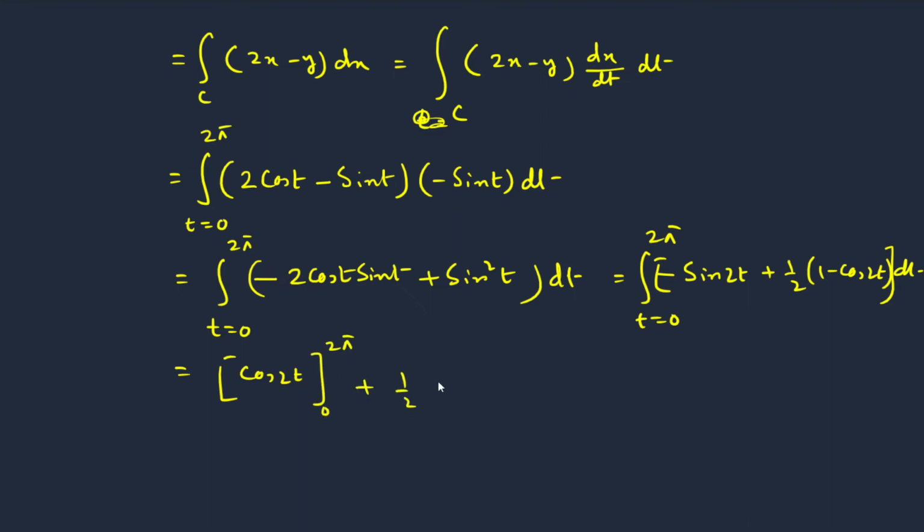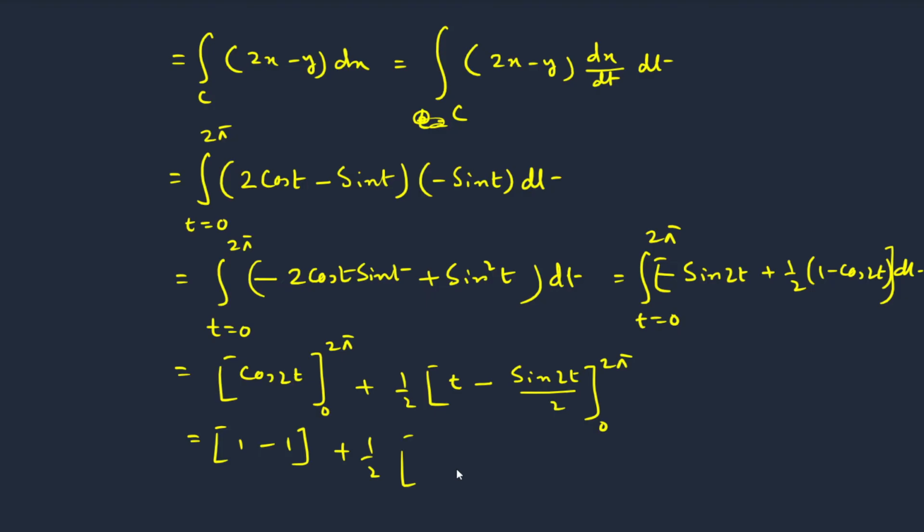And for the next integration, half is constant, so take it outside. Integration of 1 is t, and integration of cos 2t is sin 2t by 2, between the limits 0 to 2 pi. Now here, when you put 2 pi, it will become 4 pi. Cos 4 pi is 1. If you put 0, then cos 0 is also 1. So it will vanish.